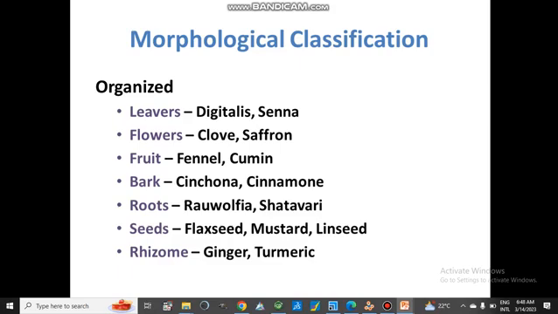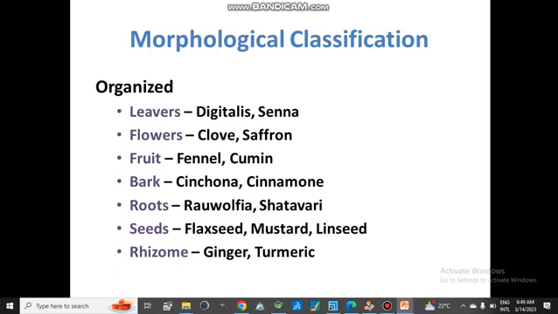Morphological classification. Drugs can be classified according to their morphology, and it can be further subdivided into two categories. The first one is organized and the second one is unorganized or disorganized. So in organized category, we put these drugs according to the part from where we obtain them. Like here, if we obtain from leaves, these will be included in the leaves class, and then flowers, and then fruits, and so on.